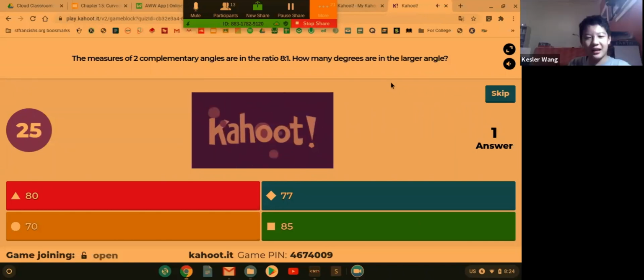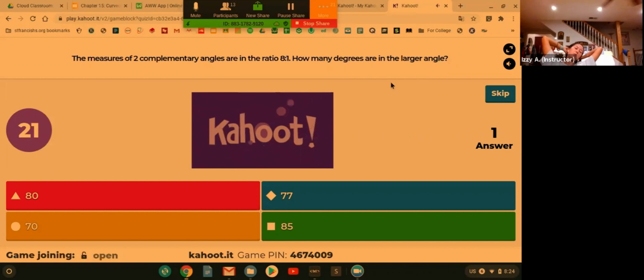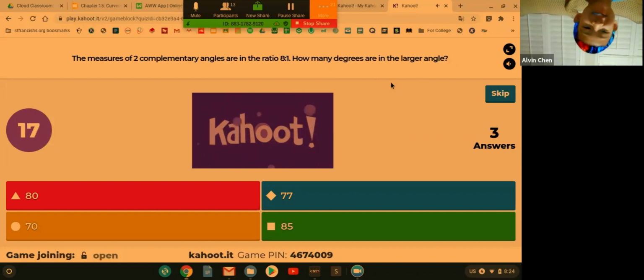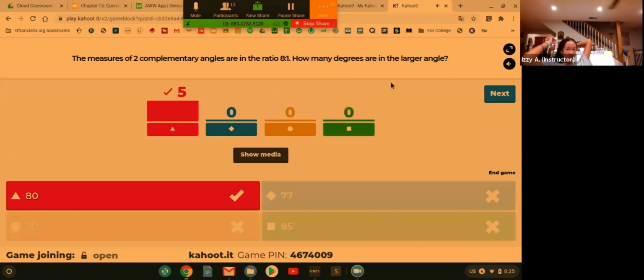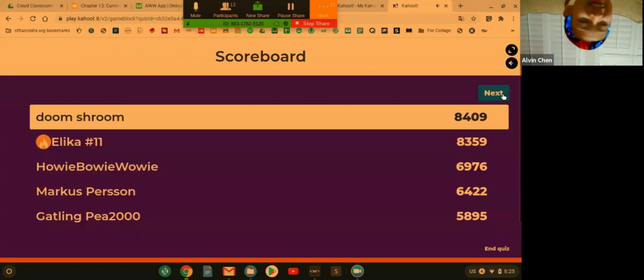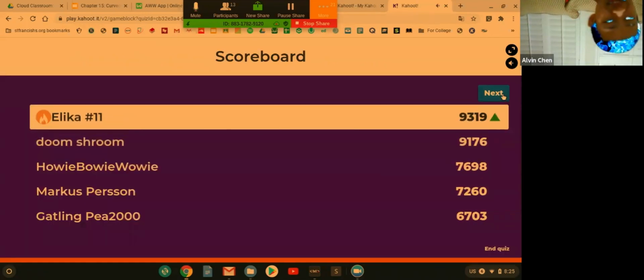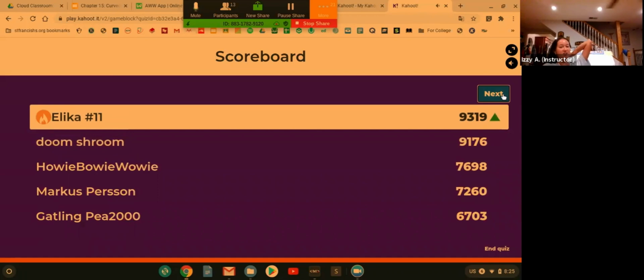Complementary means the sum is added up to 90 degrees, right? Yep. Of course. Whoever gets this wrong is going to be grounded for 1 second. All right. That actually was a pretty easy question. Okay, no one's gonna be grounded. Nice.